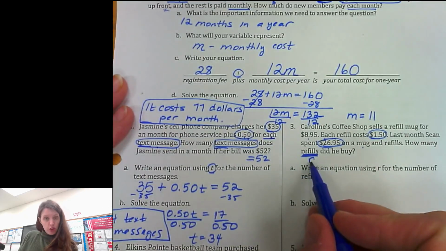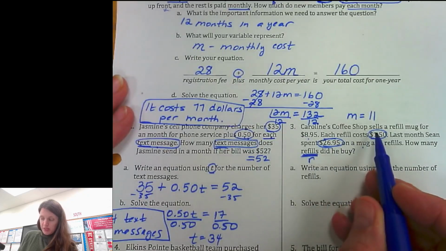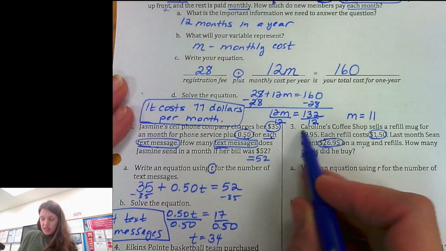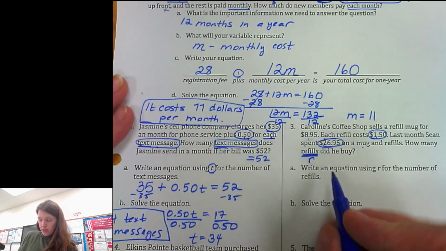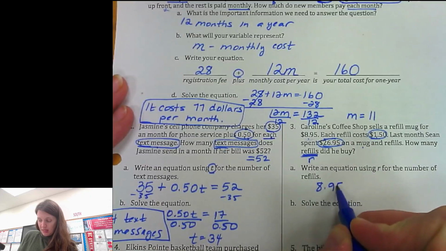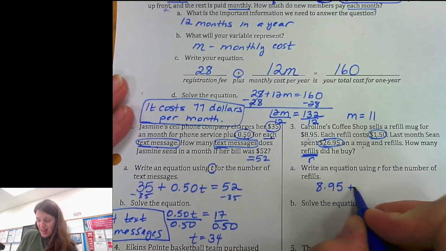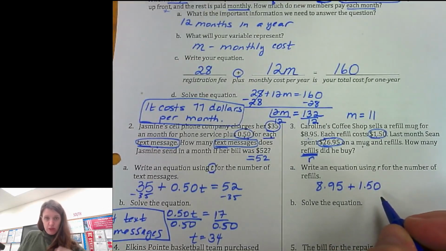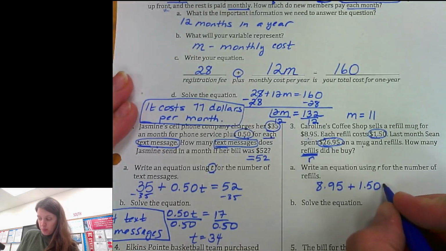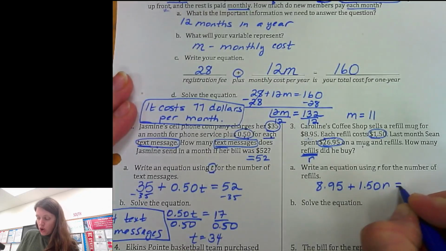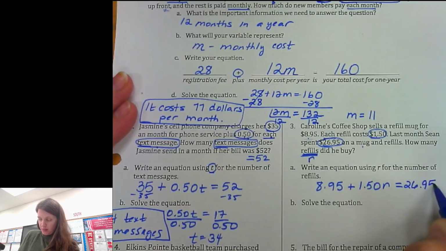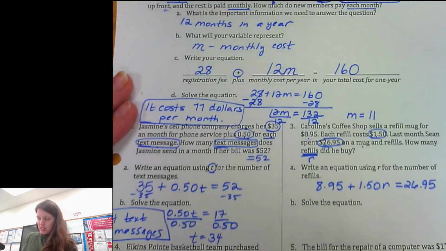So again, we look back in the question. R is represented by the refills, which represents $1.50. So we need to spend the $8.95 to be part of the club, right? So we're spending $8.95 at the start, and then we're adding to it each time he gets more coffee. He refills his cup, he's going to pay $1.50 extra per refill. And then total so far, he has spent $26.95.